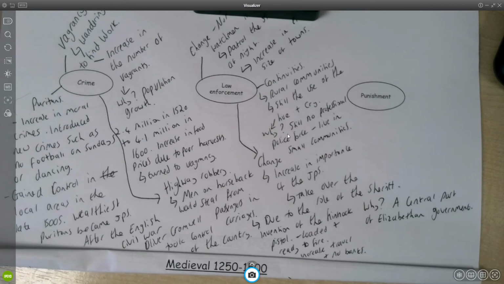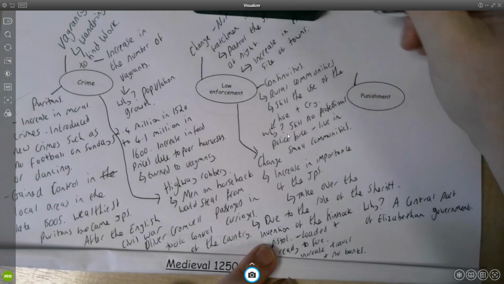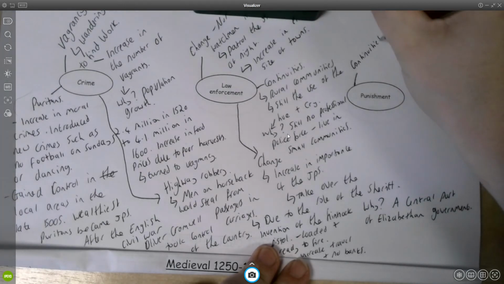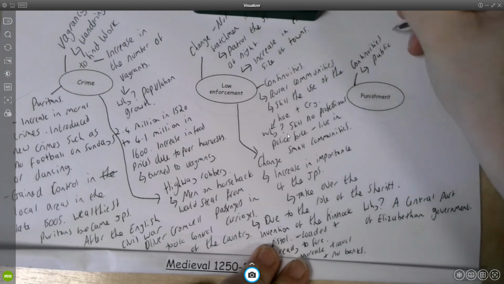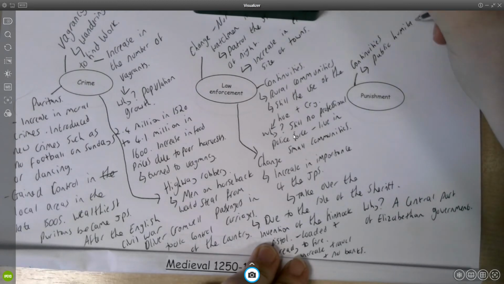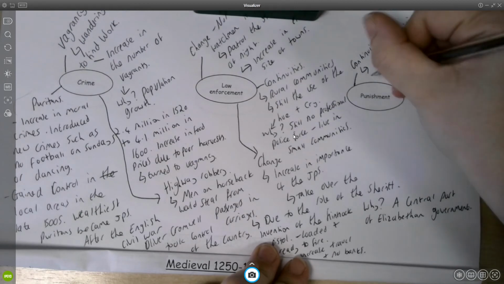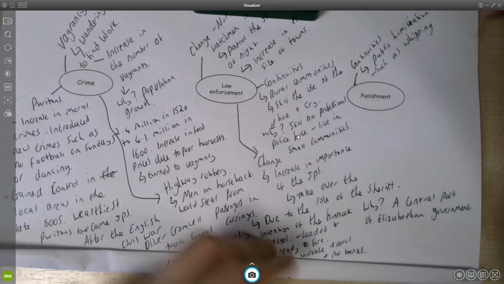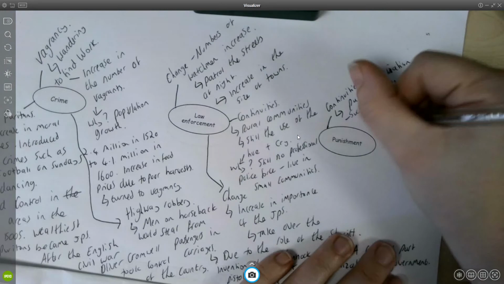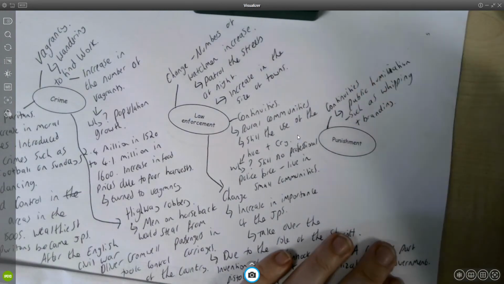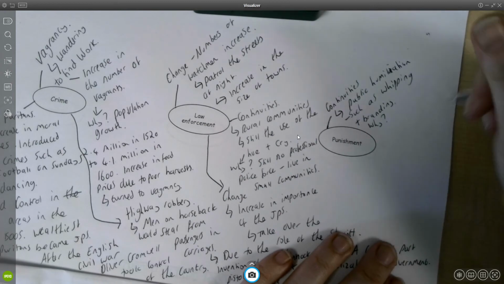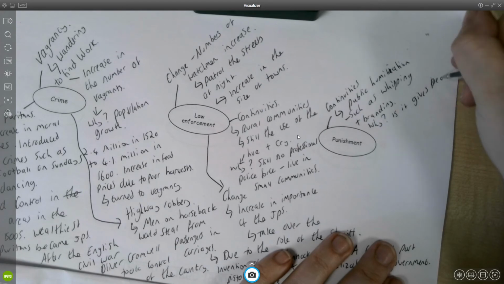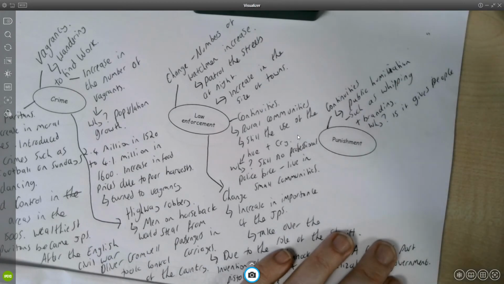Punishments. Again, there are some changes and continuities here. For example, public humiliation continues, such as whipping and branding. One of the reasons why this continues is it gives people a sense of justice, and it's quite simple and easy to carry out.